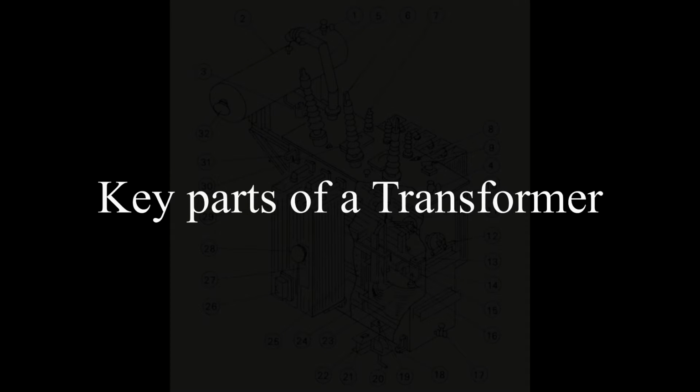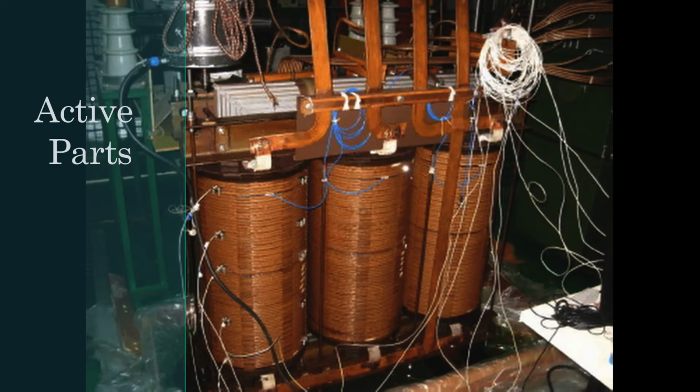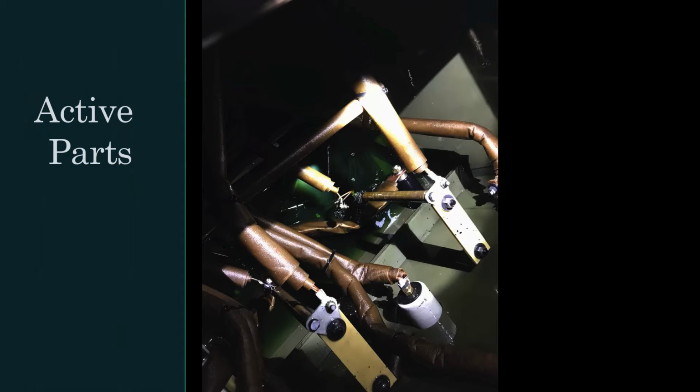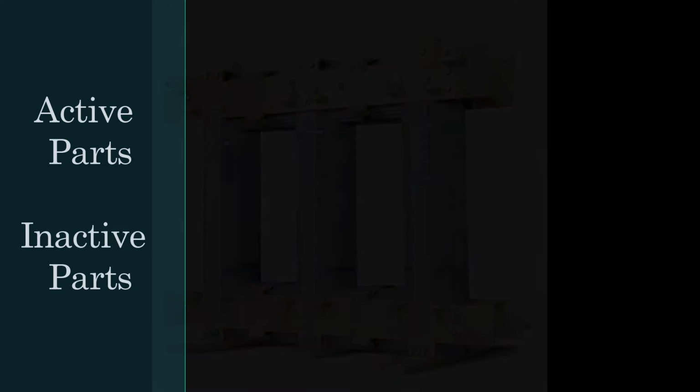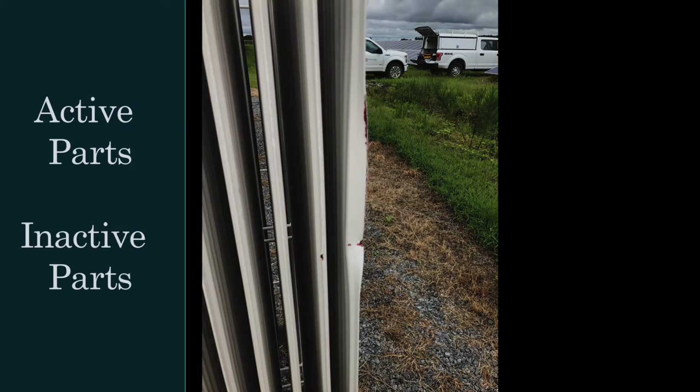In this lesson, we will describe some key parts of the transformer and briefly describe the function of each part. First, we will discuss the active parts of the transformer. Active parts are inside the transformer and are the parts that are in direct contact with voltage, current, or magnetic flux. After that, we will cover the inactive parts that you will mostly interact with on the exterior of the transformer.